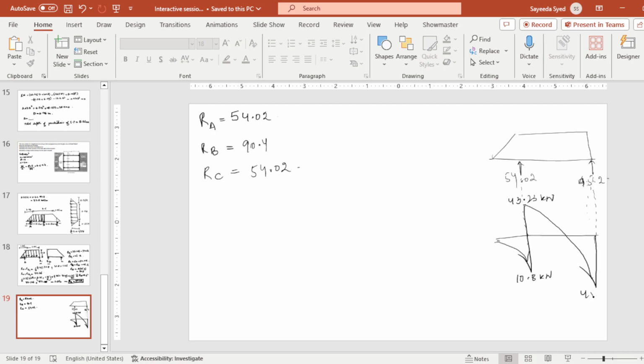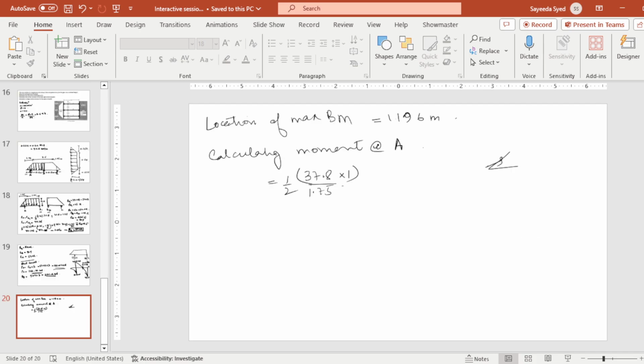So calculating moment at A, we will have, for a uniformly varying load at A, this will be the moment, and multiplying it by the x bar, which is 1 by 3 for A, we will get 3.6 kilonewton meter.